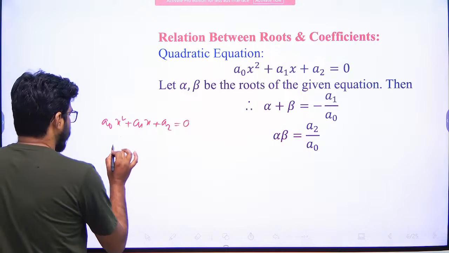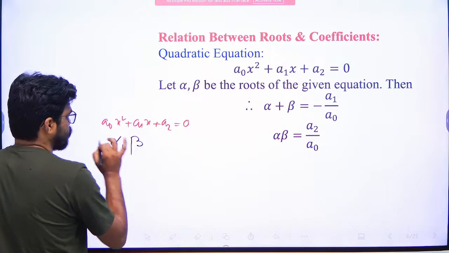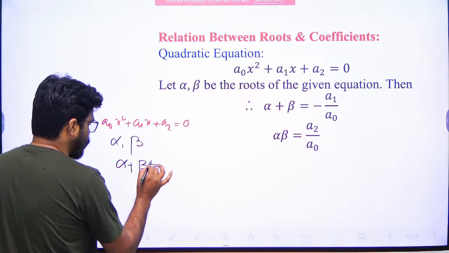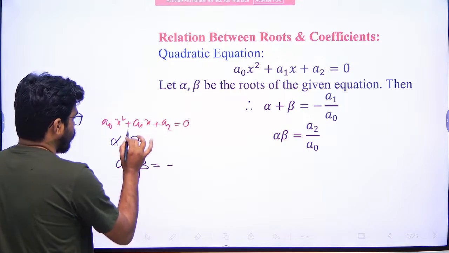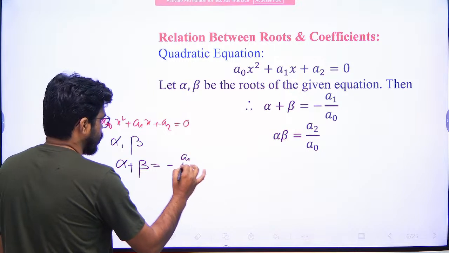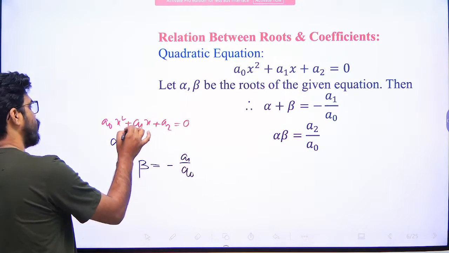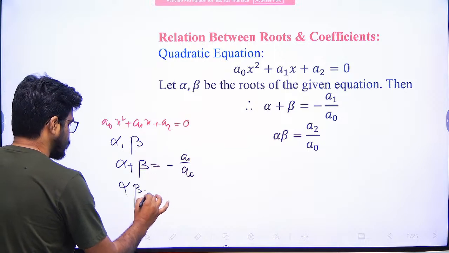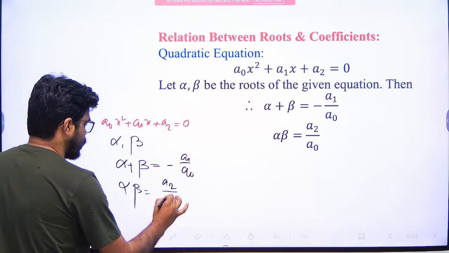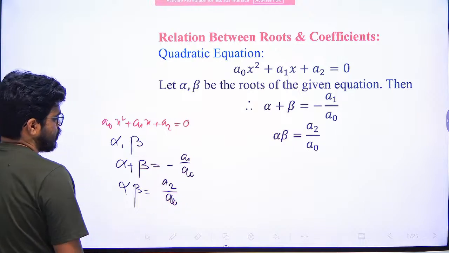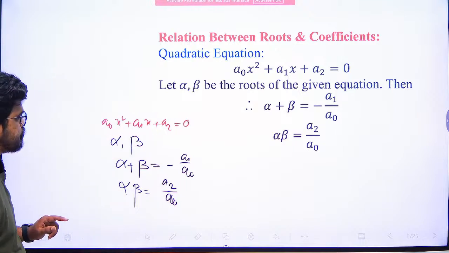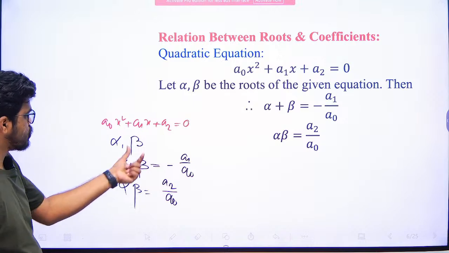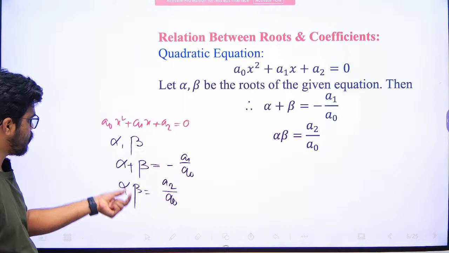So let alpha and beta be the roots of this equation. Then the relation between roots and coefficients says that the sum of the roots, that is alpha plus beta, is equal to minus a1 by a0, that is coefficient of x divided by coefficient of x square. And the product of the roots is a2 by a0, that is constant term by coefficient of x square. Okay, so the sum of the roots is minus a1 by a0, and the product of the roots is a2 by a0.